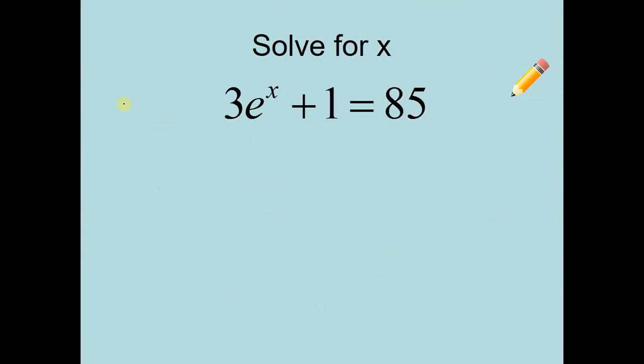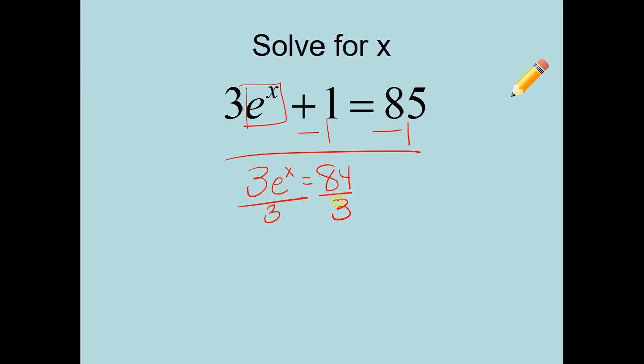Now I have 3 times e to the x plus 1. So we need to get e to the x alone. It needs to be alone. So I'm going to subtract 1 from both sides, and I get equals 84. Looks like I've got to divide by 3. So I've got 84 divided by 3. That is 28. So I'm at e to the x equals 28.